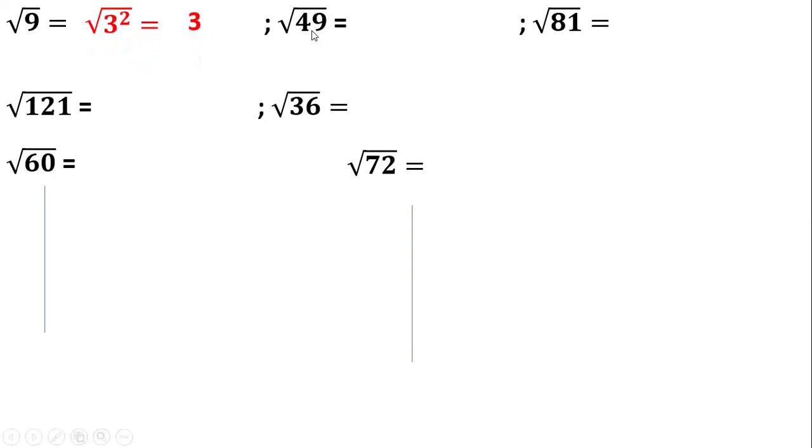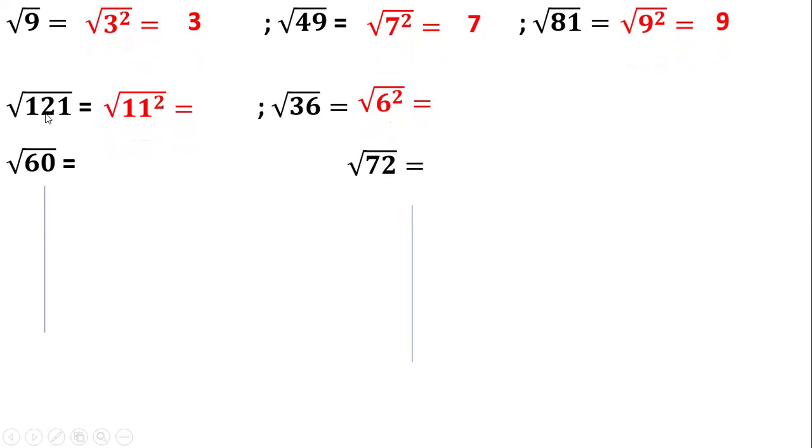Radical 49. 49 can be written as a perfect square. It's written radical 7 squared. The square cancels the radical, so the root is 7. Radical 81 is written as radical 9 squared, a perfect square, and it comes out as 9.